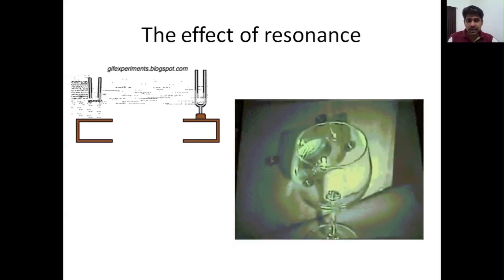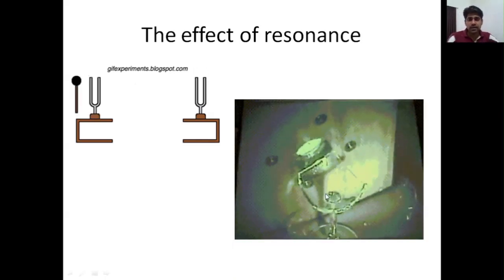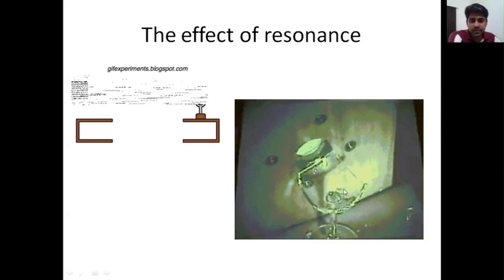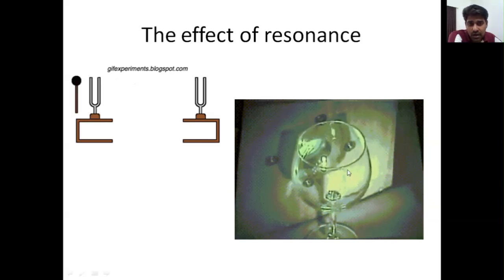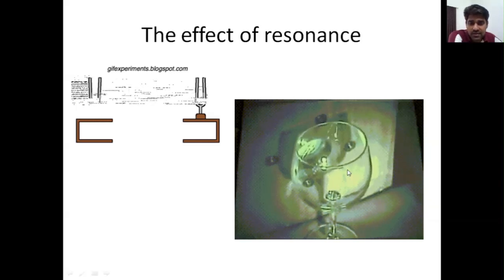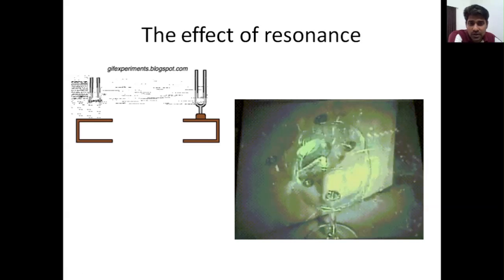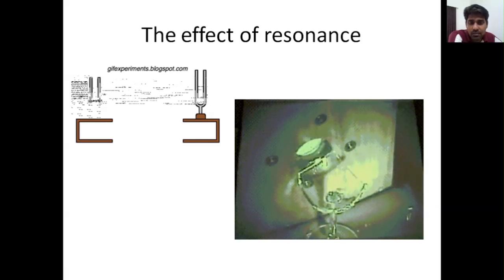Another example is here. You can see there is a glass and some sound is generated which is making it vibrate. When the frequency of the sound exactly matched the frequency of the glass, what you can see is the process called resonance, and it breaks.